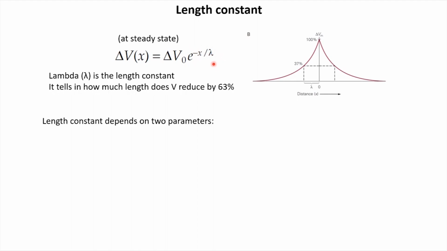Now let's see if we can figure out what parameters lambda would depend on. So the time constant tau depended on the resistance and capacitance. Do you think lambda would depend on capacitance?